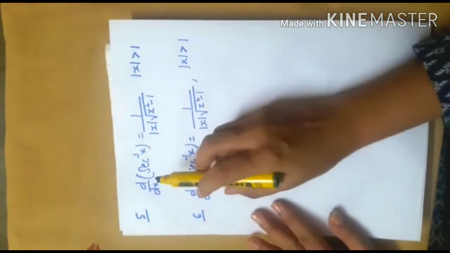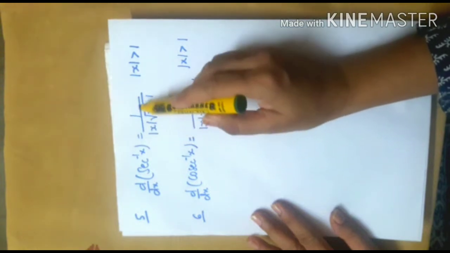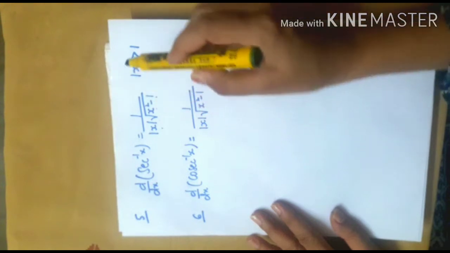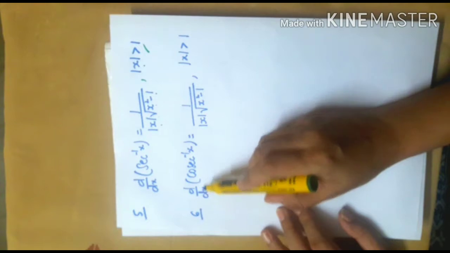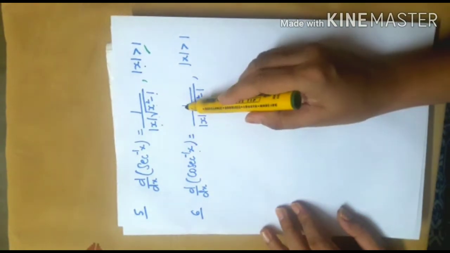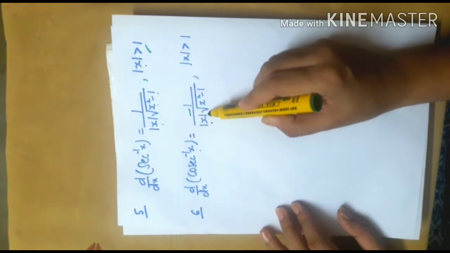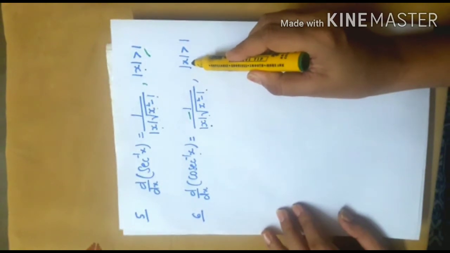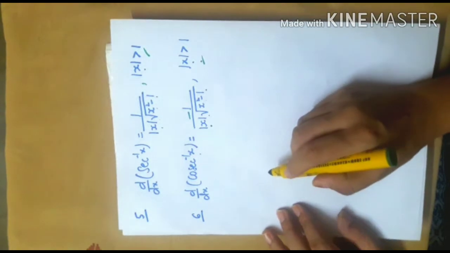Similarly, you will prove that the derivative of secant inverse x is 1 over absolute value of x into square root of x square minus 1, where absolute value of x is greater than 1. And the derivative of cosecant inverse x is minus 1 over absolute value of x into square root of x square minus 1, where absolute value of x is greater than 1. These two you will prove yourself.